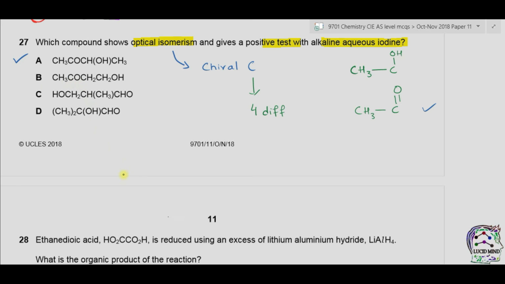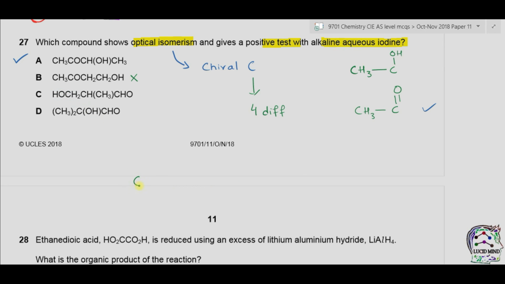Now B is CH3, then carbonyl carbon. Then we have CH2, CH2 and OH. As we can see, there is no chiral carbon present because no carbon is making 4 single covalent bonds with different atoms or groups. So B will not give optical isomerism and it is wrong. Then we can see that CH3 is present with the carbonyl carbon, so it will give a positive result with aqueous alkaline iodine.